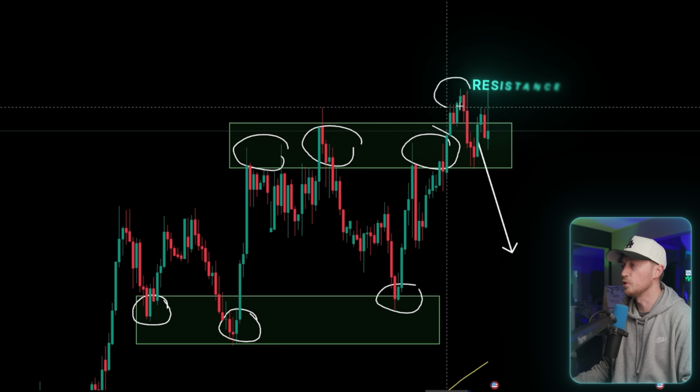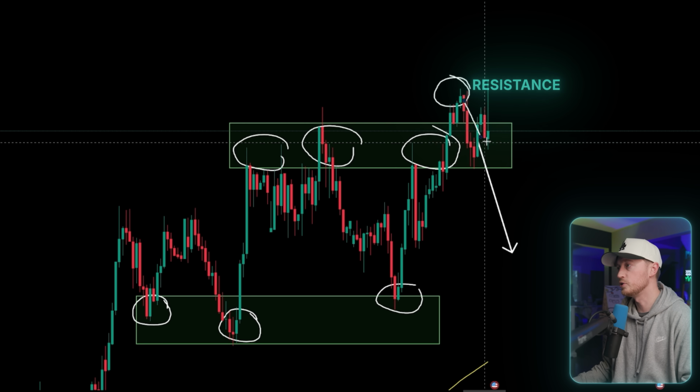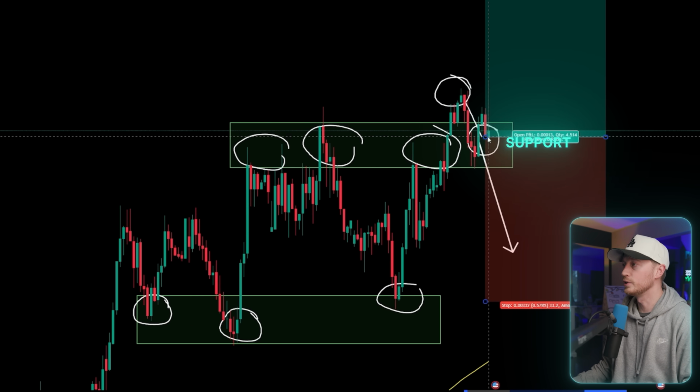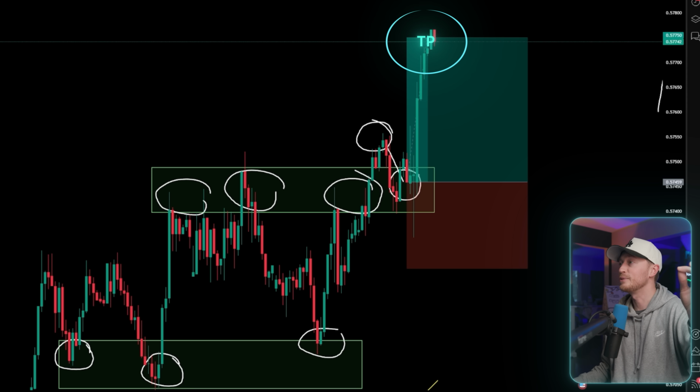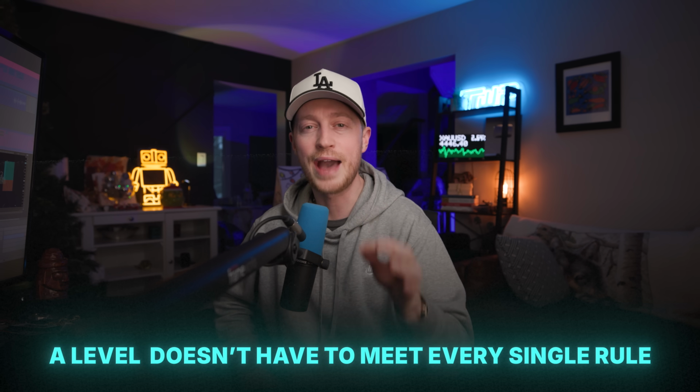So once price broke through this resistance and started using it as support, I feel like that's a really strong level. I'm going to enter my trading position, and sure enough, I'm going to smash that take profit. Now, an important reminder, a level doesn't have to meet every single rule. Even 2 or 3 strong criteria is enough, but the more boxes it checks, the higher the probability, so use your discretion.